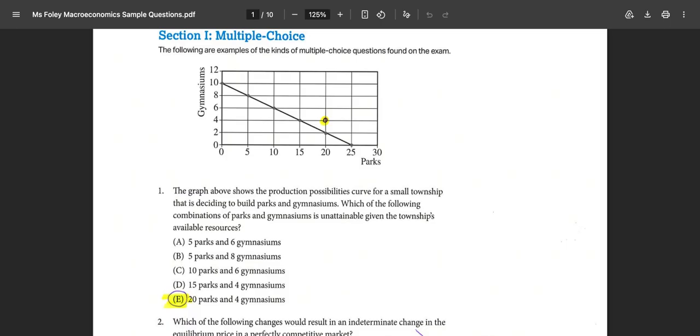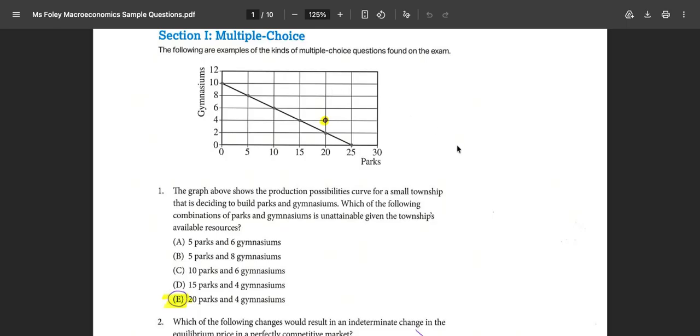So all we do is we take a look at parks and we take a look at gymnasiums and we plot these points. If any of these, when we plot these, are on the PPC curve, that means that they can be done. If it's anything that is below the PPC curve, so on the leftward side here near the origin, those can be done as well. The only thing that is unattainable is things that are above the PPC curve.